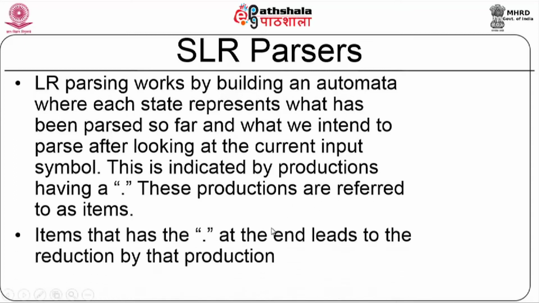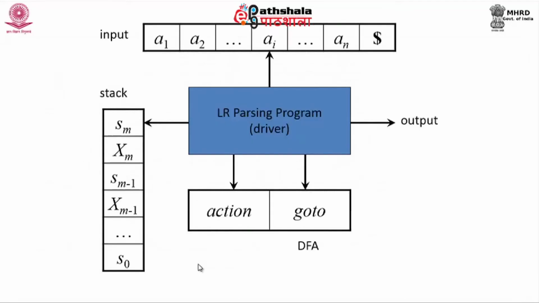Now, an item that has the dot at the end leads to the reduction by that particular production. We will see this concept with the example. Items which have a dot at the end for any given production mean that I could reduce at this particular state with this particular production. That is the understanding. So, this is a typical situation of your LR parsing program.